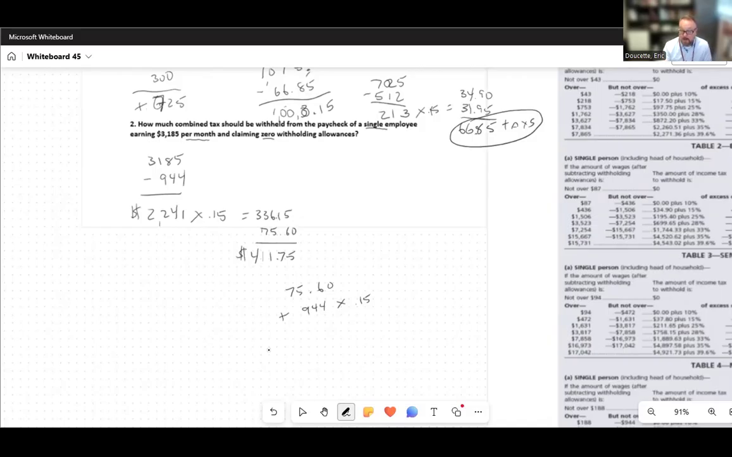Now, again, if I want to figure out how much my paycheck is going to be, I take my 3,185 and I subtract the $411.75. So let me do that. $3,185 check minus my taxes of $411.75 equals a paycheck of $2,773.25. So that's what my paycheck would be after they withheld the federal income tax. All right, so that's the percentage method.